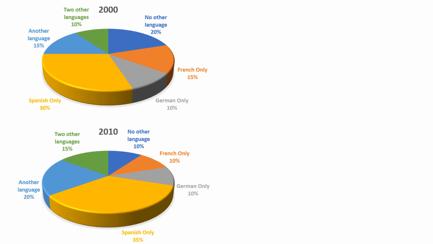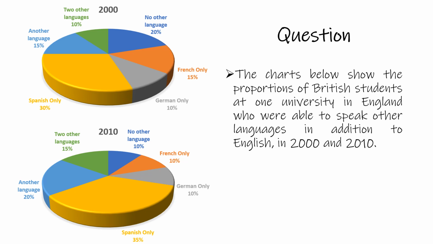Let's begin to write an introduction. To write an introduction in Task 1, we have to paraphrase the question, not copy and paste. Again, looking toward our question: The charts below show the proportions of British students at one university in England who were able to speak other languages in addition to English, in 2000 and 2010.